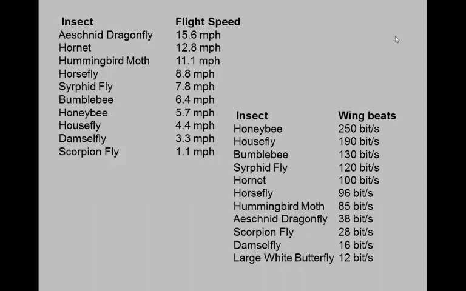Now, having the number of beats per second doesn't necessarily translate into speed, and as you can see there, the dragonfly is probably the fastest flyer. It can achieve about 16 miles per hour. And of course, these ones with the little fluttery flight really are pretty slow flyers. But I'm here to tell you, when you're trying to chase down something like a housefly or a damselfly, at least for my age, I'm lucky if I can get up to 5 or 6 miles per hour and chase them down.